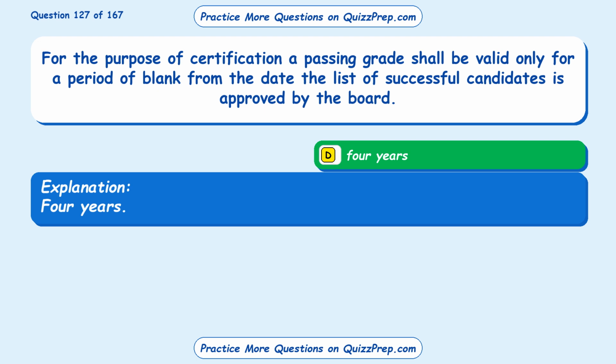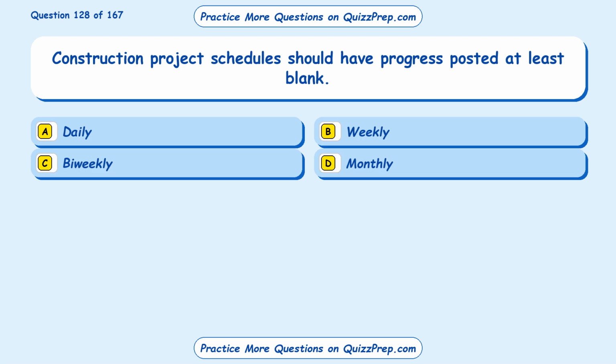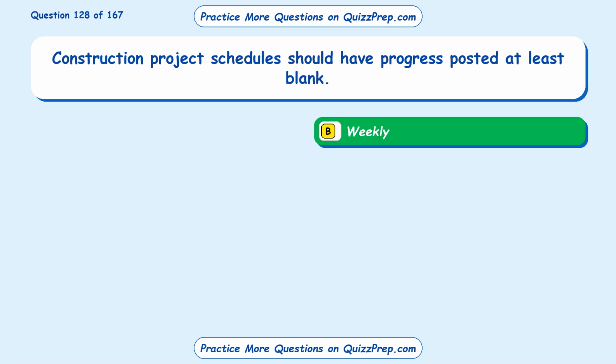Question 128. Construction project schedules should have progress posted at least blank. Option A, daily. Option B, weekly. Option C, bi-weekly. Option D, monthly. The correct answer is option B, weekly.